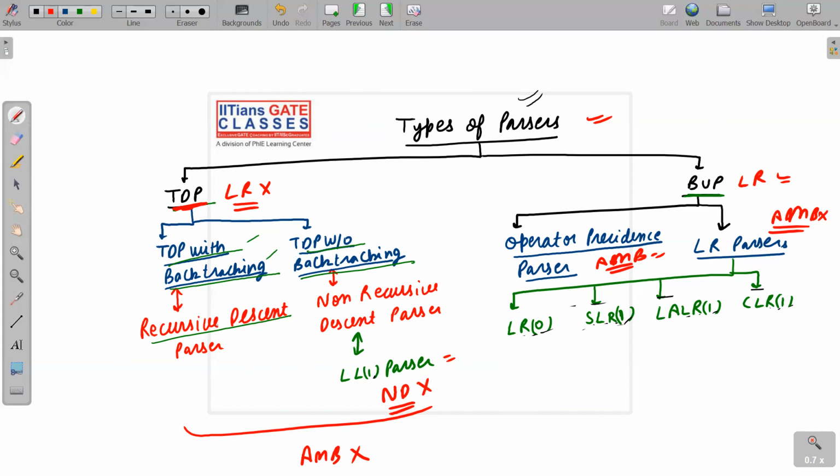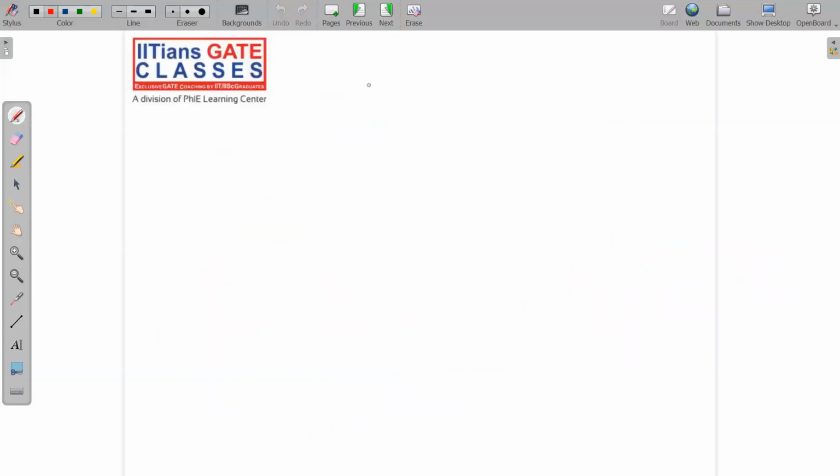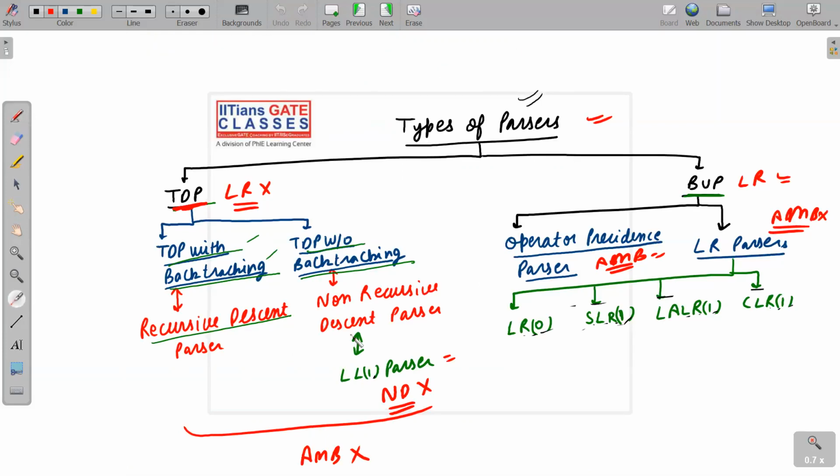Now please note it down carefully, and I will jump to the next slide. I hope you all have noted it down. Now we are in a position to start our first parser, and that is a very important parser. Many questions have been asked from it. That is the LL1 parser. See the previous slide: the LL1 parser is the non-recursive descent parser or top-down parser without backtracking, and it is also known as the predictive parser.